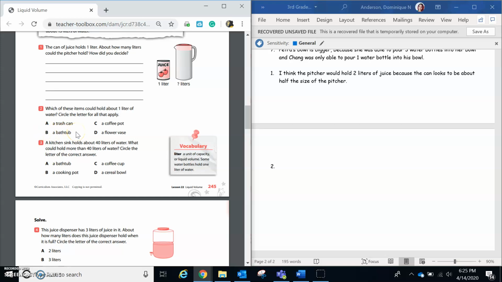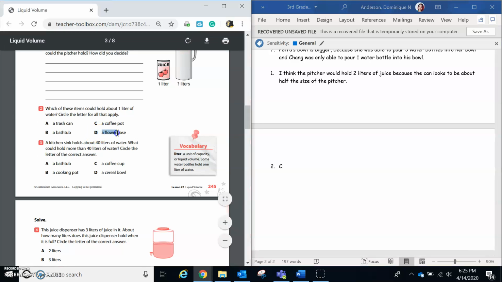A bathtub, all of our bathtubs are pretty big. They're not small. They hold definitely more than a large bottle of water. So I know this would definitely hold more than 1 liter. A coffee pot. So a coffee pot is pretty small. So I'm going to say that C would be a choice. That could hold probably about 1 liter of water.